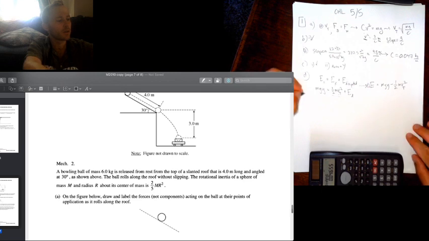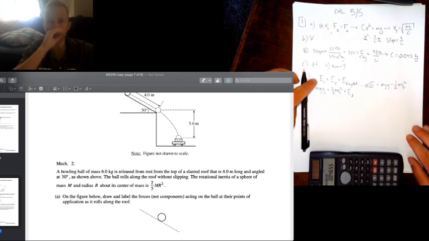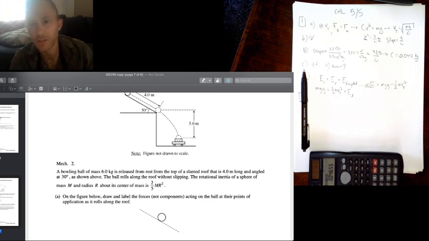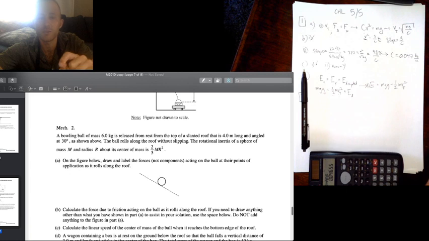Nice. Question 2. A bowling ball of mass 6 kilograms is released from rest from the top of a slanted roof that is 4 meters long and angled at 30 degrees, as shown above. The ball rolls along the roof without slipping, so it's rolling. The rotational inertia of the sphere of mass m and radius r about its center of mass is 2/5 m r squared. On the diagram below, draw and label the forces acting on the ball at their points of application along the roof.